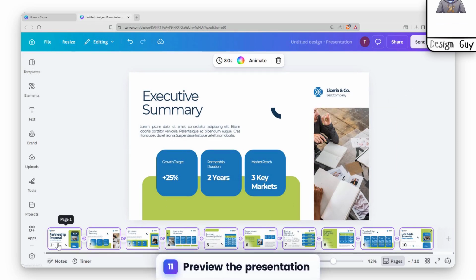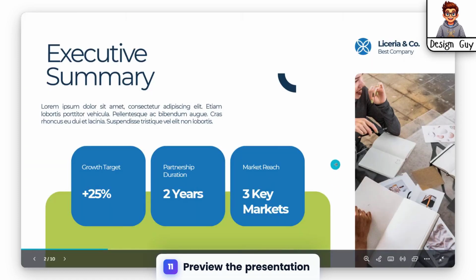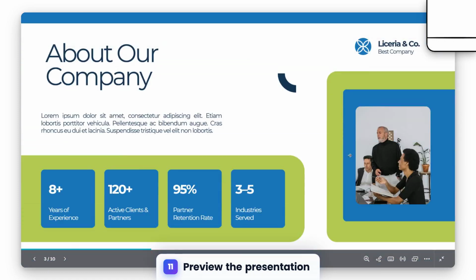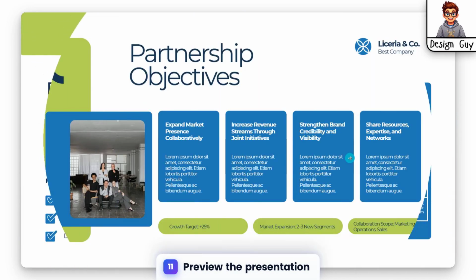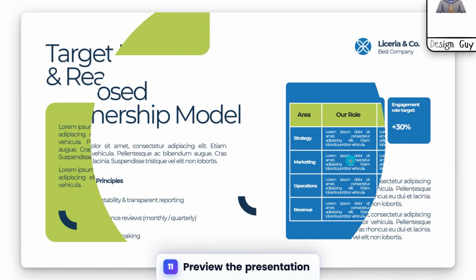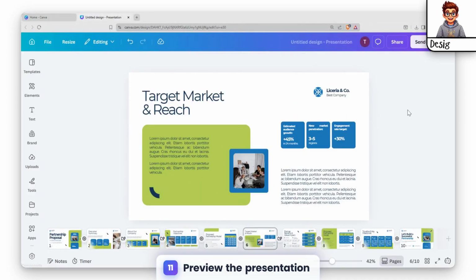To add a transition in Canva, start by selecting the slide you want to animate. Click on the slide, then select the Transitions button at the top. Choose your preferred transition style from the options provided. Preview your presentation to see the transition in action.